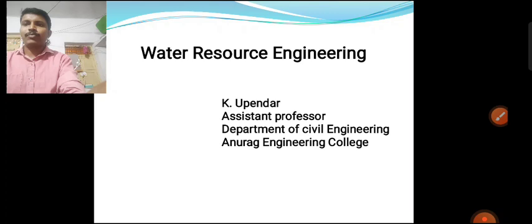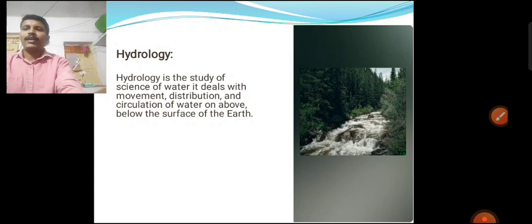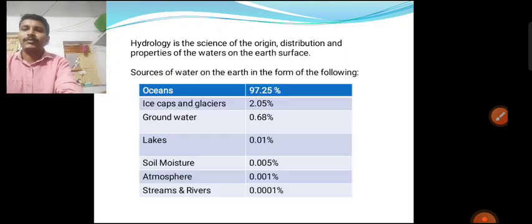I would like to explain about hydrology and the hydrological cycle from the Water Resource Engineering course. Hydrology deals with the depletion and replacement of the water resources on the earth's surface. It is defined as the study of the science of water. It deals with the movement, distribution and circulation of water above and below the surface of the earth. Hydrology is the science of the origin, distribution and properties of the waters on the earth's surface.